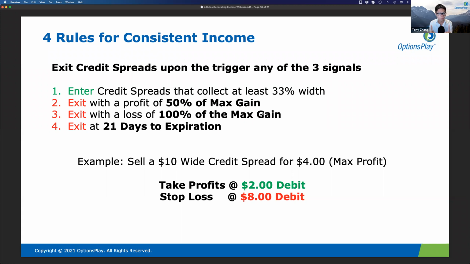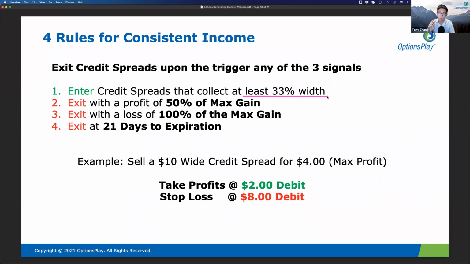So the first rule of thumb, right, is to follow the best practices for entering these strategies, which are selling the 45-day, selling the 50 delta, buying the 25 delta call or put. And you should only enter credit spreads that collect at least 33% of the width. If you're collecting less than 33% of the width, that is not a trade that you should make, because that means you're risking more than $2 for every $1 in potential reward.